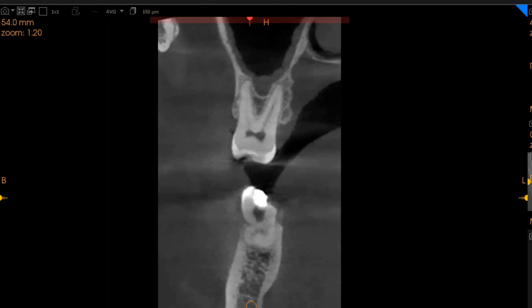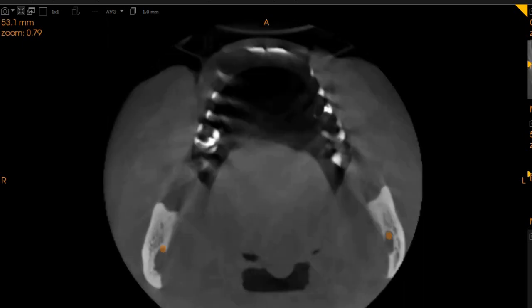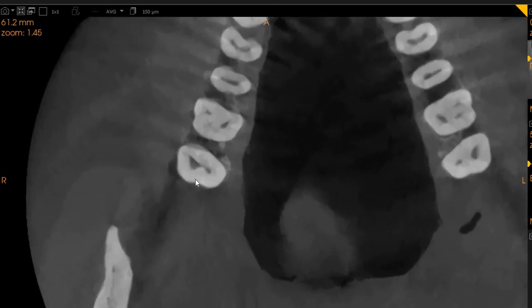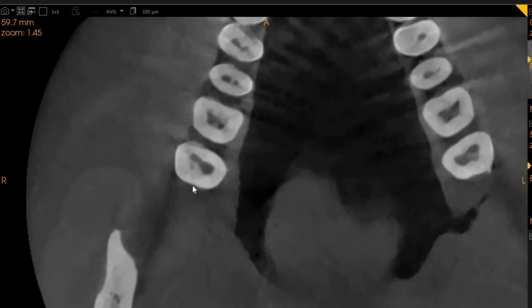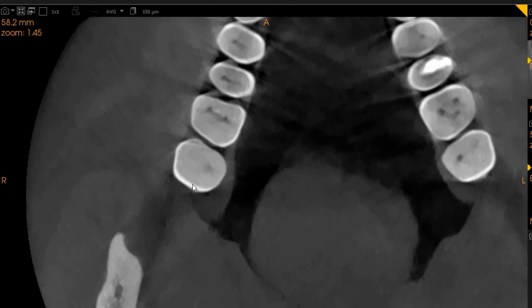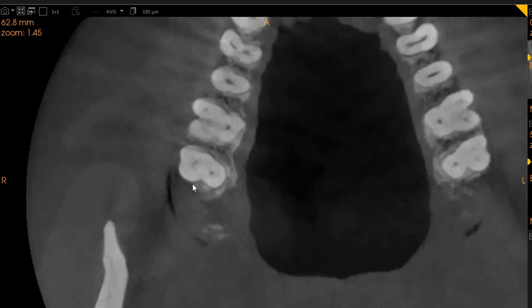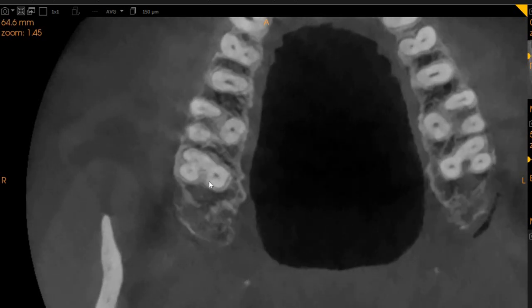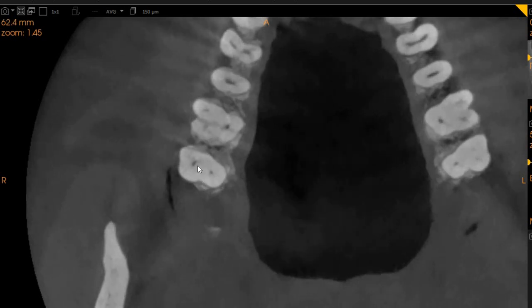But for a better crack evaluation, we're going to move to the axial view or the top to bottom view. So the upper right 7, this is the upper right 7. And here also you can very clearly see, we don't see any signs of any cracks at this moment. Moving further down, nothing problematic, no PDL widening, no radiolucencies. So we don't think the upper right 7 shows any cracks. This is at 150 micrometers of slice size.